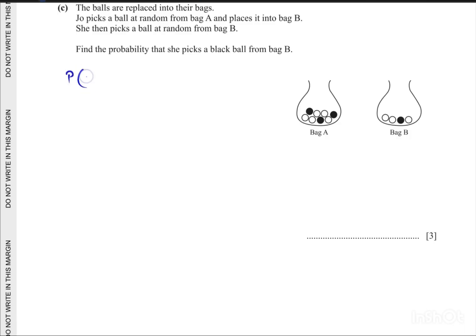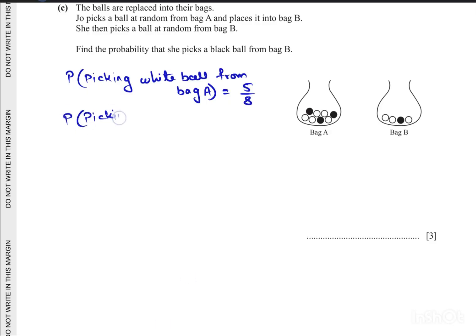Now probability of picking a white ball from bag A will be 5 out of 8. And probability of picking, if not white ball, if she picks a black ball, what will be the probability? It will be 3 by 8. Now after she puts that in bag B, she has to pick a black ball.